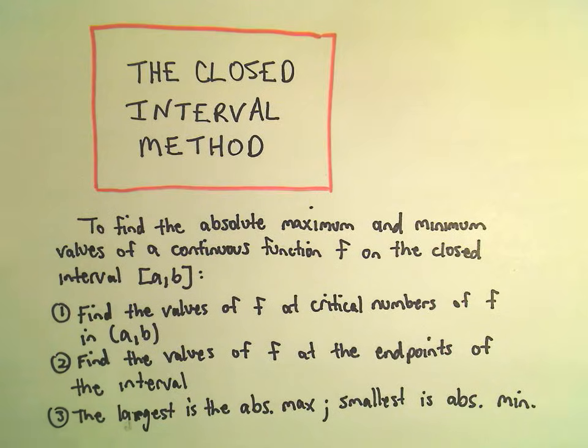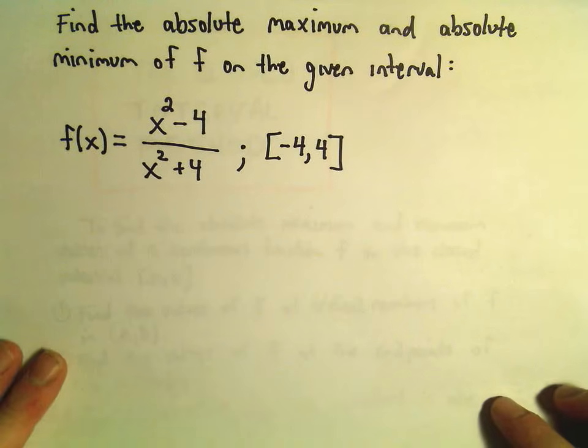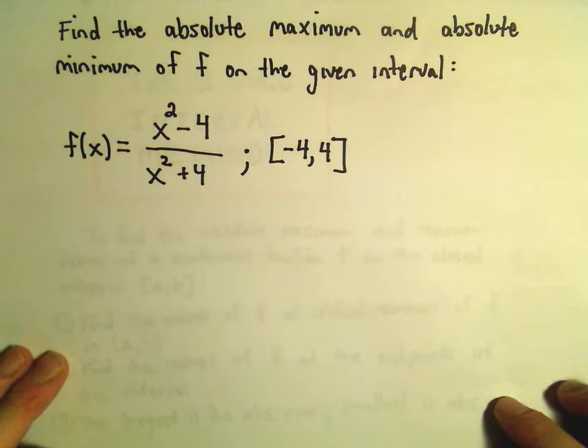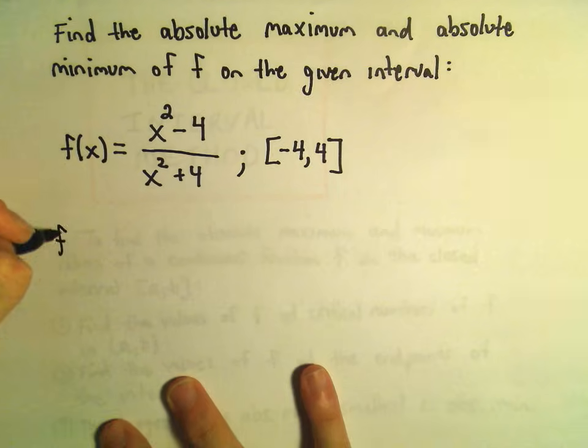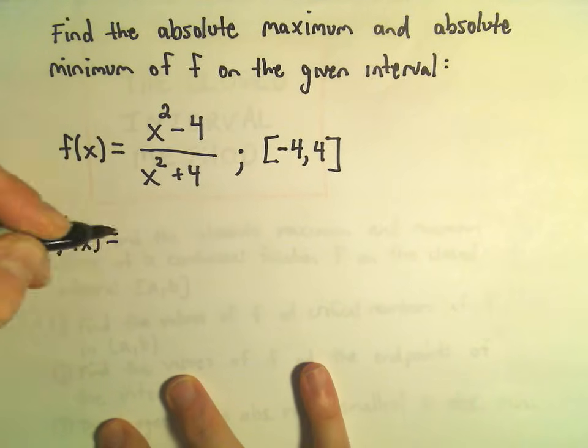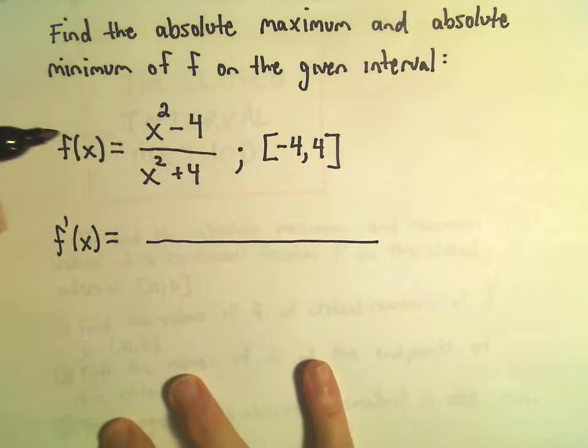So the function that I want to do here is I'm going to find the absolute maximum and the absolute minimum of this function, x squared minus 4 over x squared plus 4, on the interval -4 to 4. So the first thing I'm going to do is just find the critical points. So I'm going to take the derivative. And to take the derivative here, we're just going to have to use the good old quotient rule.